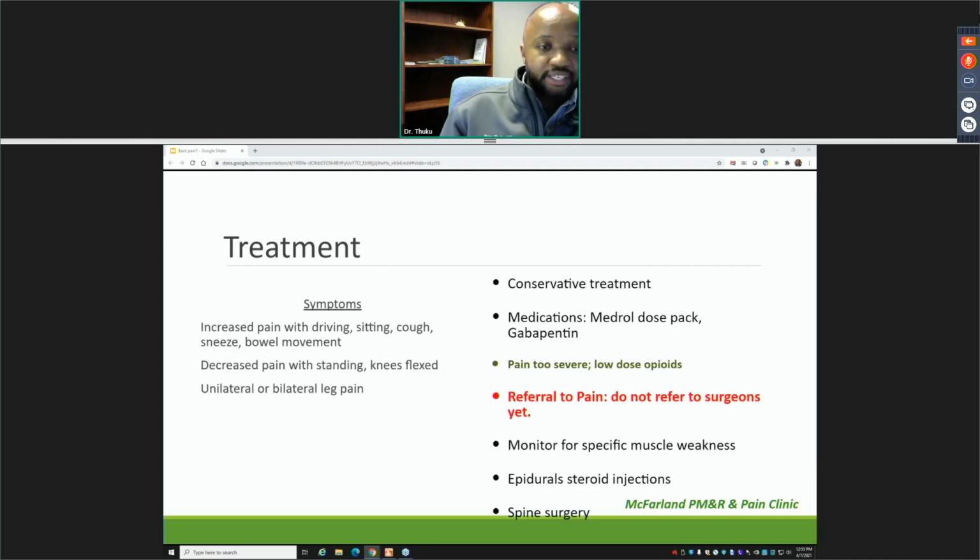Now, the next one here is increased pain with driving, sitting, coughing, sneezing, bowel movement, and decreased pain with standing and knees flexed, and it can be either one leg or both legs. This is most likely lumbar disc disease or radiculopathy. So again, recommend conservative management: Medrol Dosepak, gabapentin.